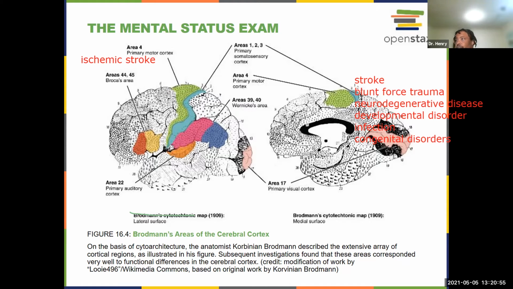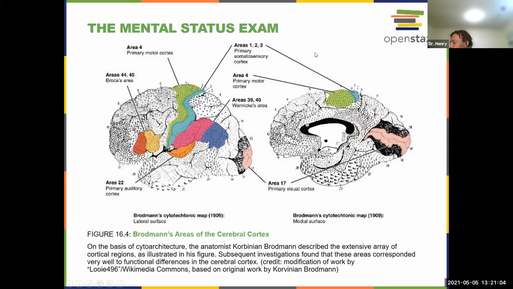Okay, so for instance, we have regions 1, 2, 3. Basically, this is going to be your somatic sensation. So that's going to be like your touch, vibrations, pain, temperature, body positioning. And so it's going to be pretty essential for those components.